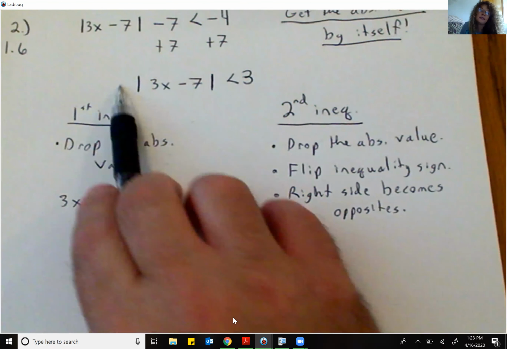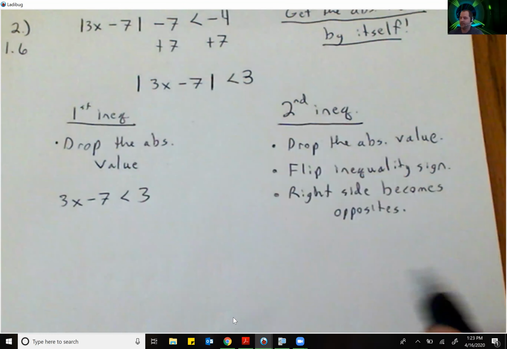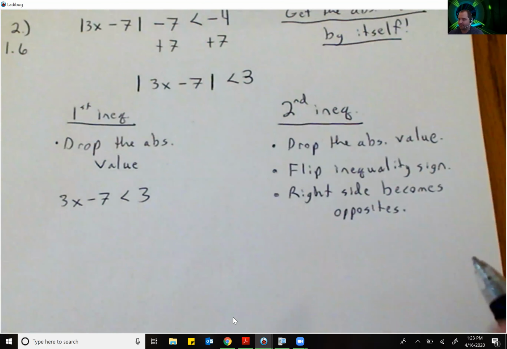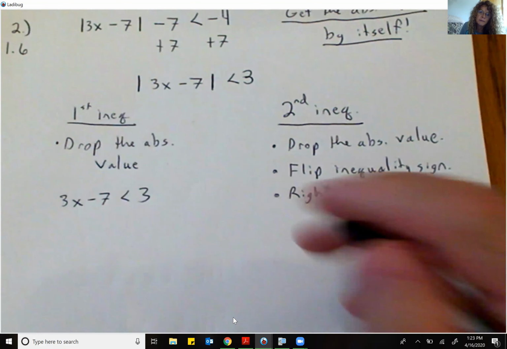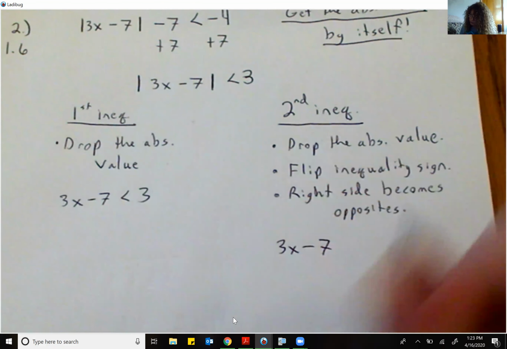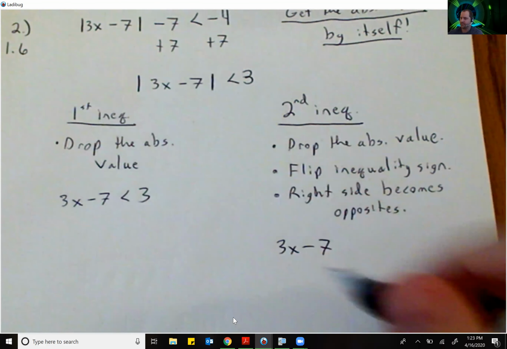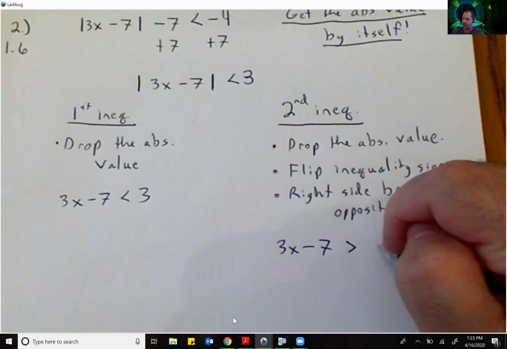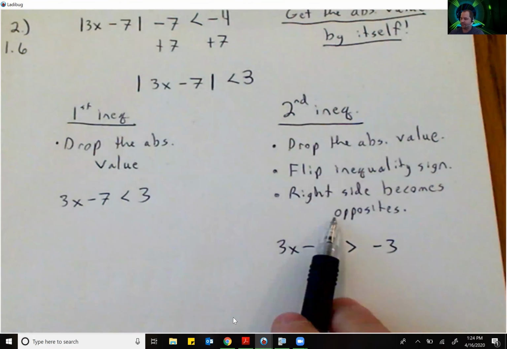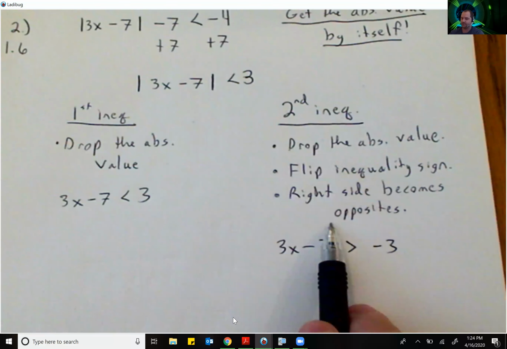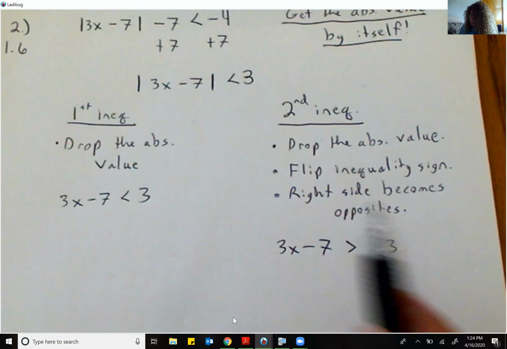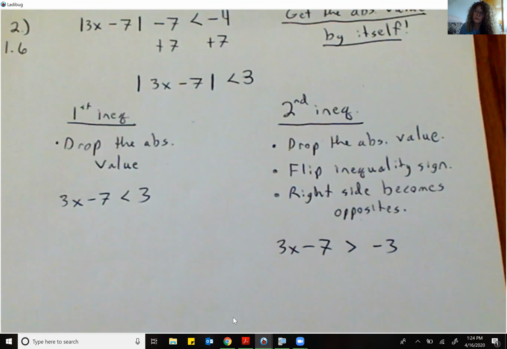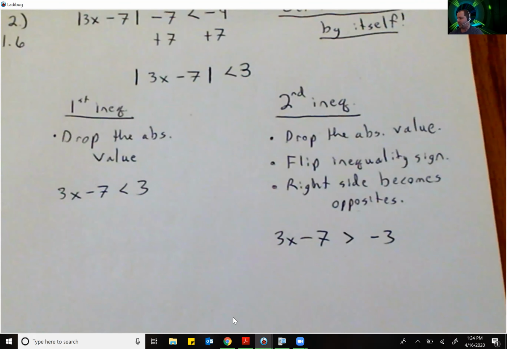All right. So we're going to drop 3x minus 7. Flip. Opposite. See, you're working left to right with this. Drop, flip, opposite. I always describe it. All right, so now we got to solve, and then we'll talk about the and and the or part.